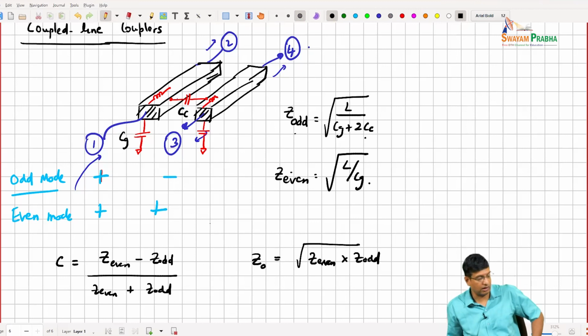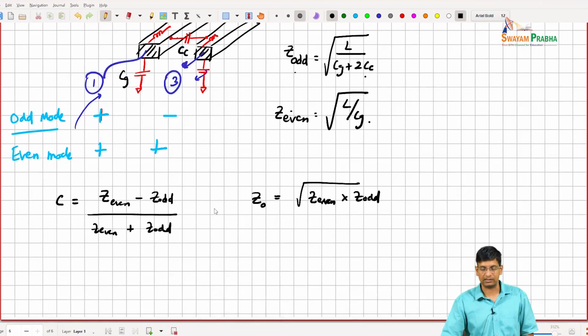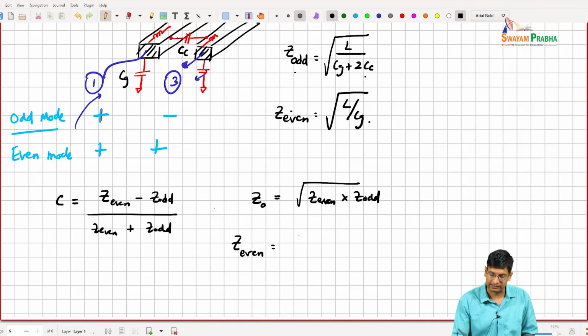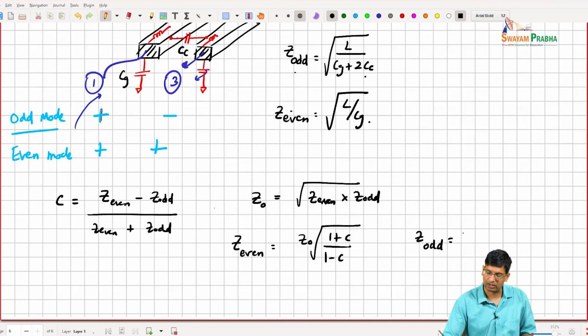So now we can design this for particular objectives, right? Given these equations, let's say I want to have a certain coupling ratio. I can see that I'd like a Z even, which is Z naught times the square root of 1 plus C by 1 minus C, and the Z odd I should target is Z naught times the square root of 1 minus C divided by 1 plus C, right?